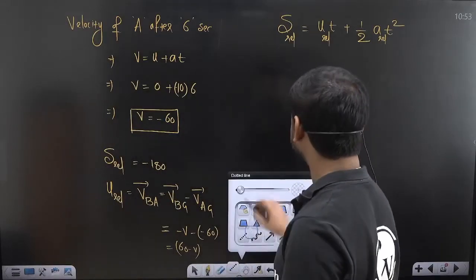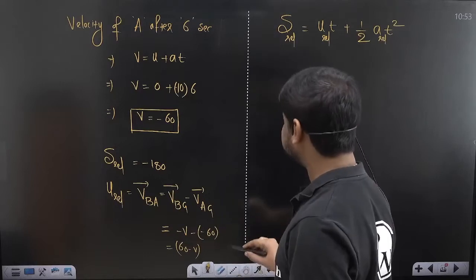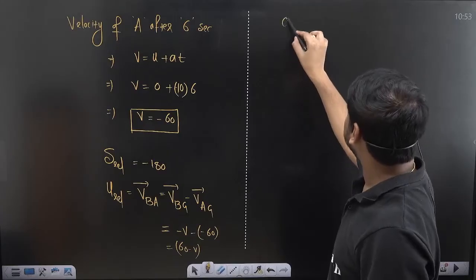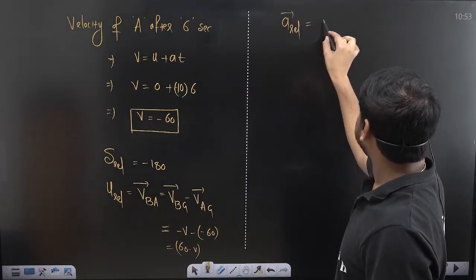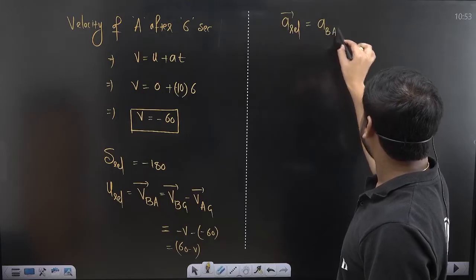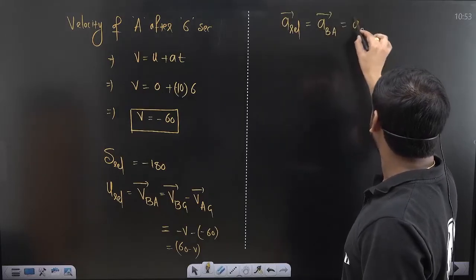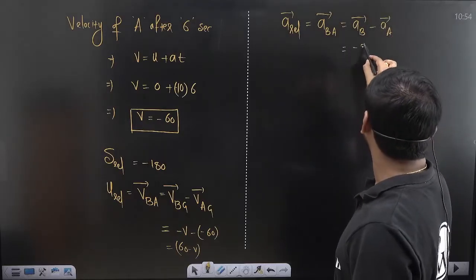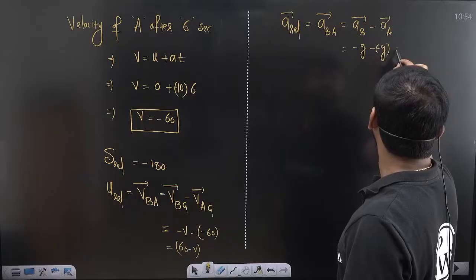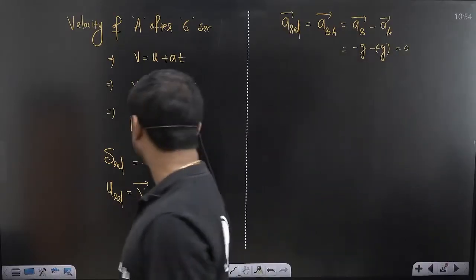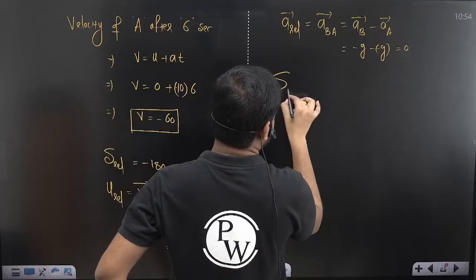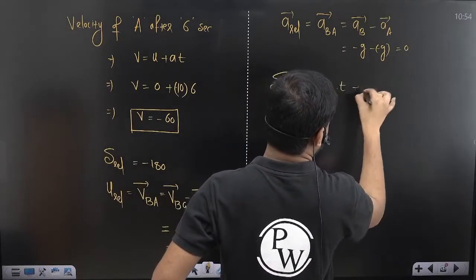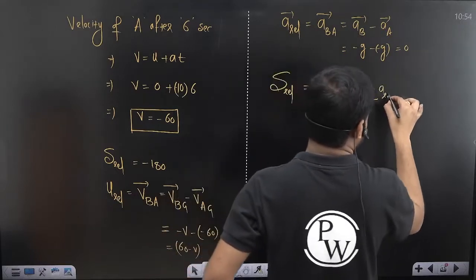Now let's write what is A relative. The A relative means the acceleration of B with respect to A, which is acceleration of B minus acceleration of A, obviously. Acceleration of B is minus G, so minus of minus G, which is going to be 0. So A relative is 0. So from here I can write S relative is equal to U relative into T plus half A relative T square. That's it.